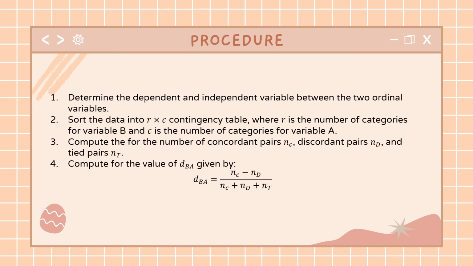And for the fourth one, compute for the value of DBA given by ito. So, yung form na ito is just NC minus ND, over the denominator, which is the total number of pairs. That is NC, number of concordant pairs, ND, number of discordant pairs, and NT, the number of tied pairs. Kapag pinagsama mo yan, yung total number of pairs.